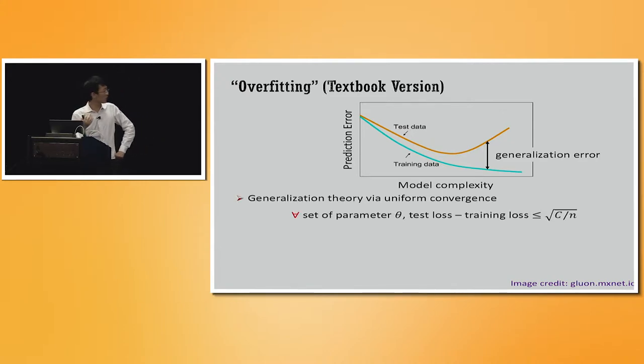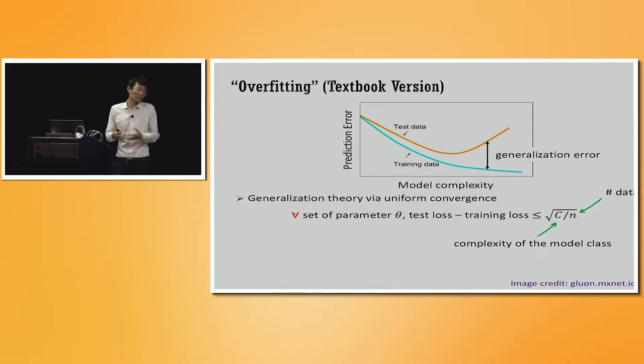However, the standard way to explain this via generalization theory, via the so-called uniform convergence, is the following. You prove a statement like this: for any set of parameters theta, the test loss minus the training loss is at most square root of c over n. Here c is the model capacity, and n is the number of data points. From this formula, you can see that if you increase the model capacity, then potentially the test minus training is going to become bigger and bigger. So the generalization error is going to become bigger. And at some point, the generalization error dominates the training error, and then you start to see overfitting.